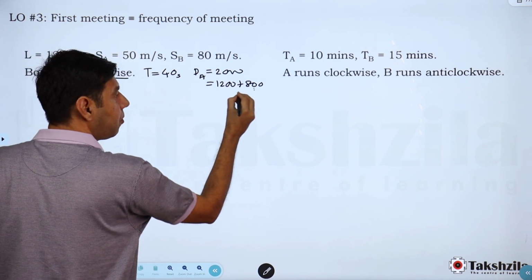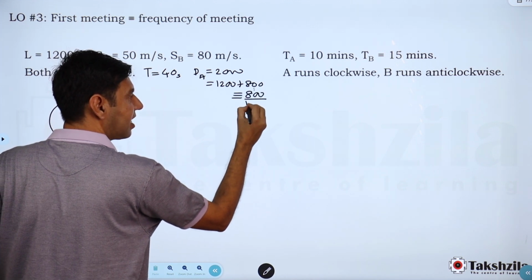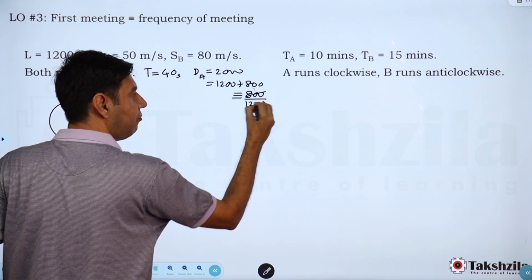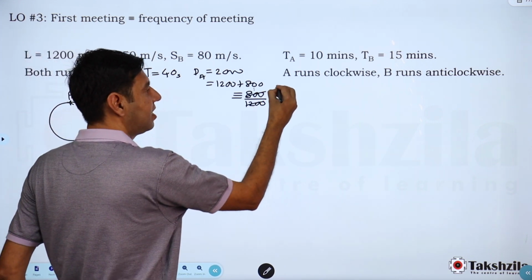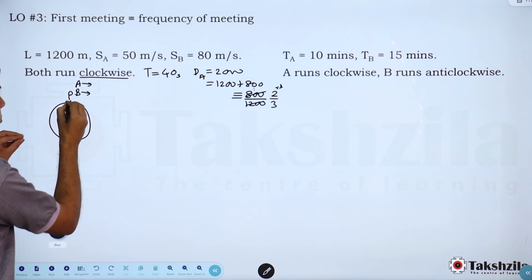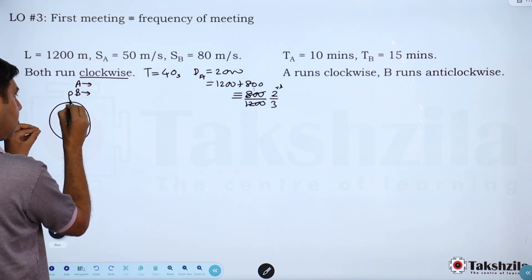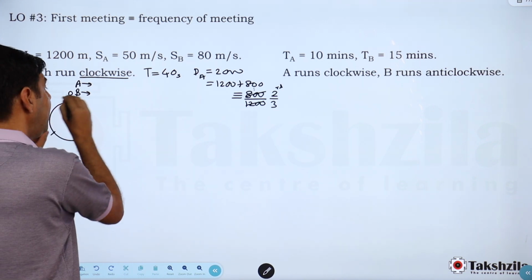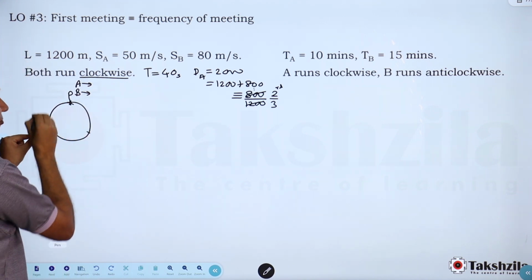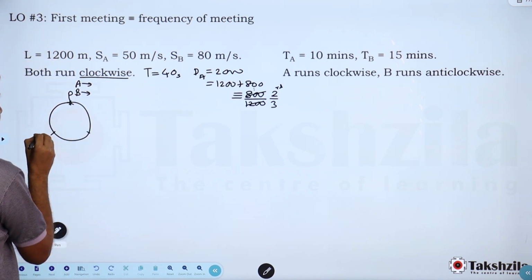The best way to plot is that this 800 could be thought of as a fraction of the track. So 400 will cancel, 2 by 3. 2/3 of the track. And the way to plot 2/3 is you divide the track into 3 equal segments. So this is the start, and we use 3 equal segments. Now he is going to run 1 full round and then 2 parts out of the 3. So this is where the first meeting happens.